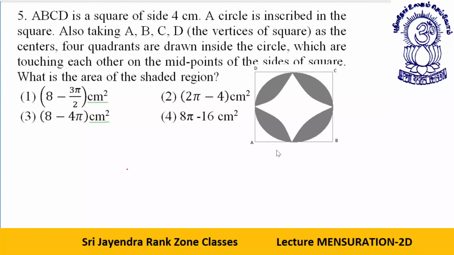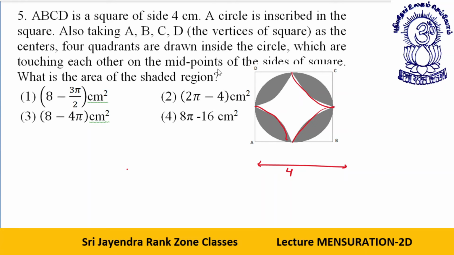ABCD is a square of side 4. Okay, this side is 4. Also, taking ABCD, the vertices of the square, as the centers, 4 quadrants are drawn like this. One quadrant is drawn like this, another quadrant is drawn like this with center C, another quadrant with center B is drawn, and so on. Like this, they are drawn inside the square, touching each other at the midpoints of the sides of the square.